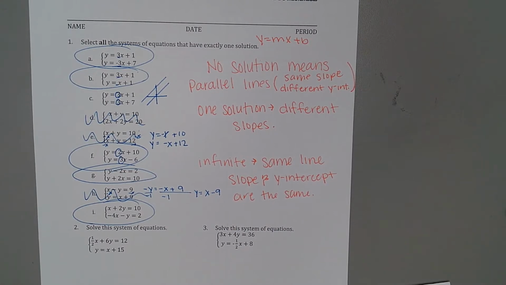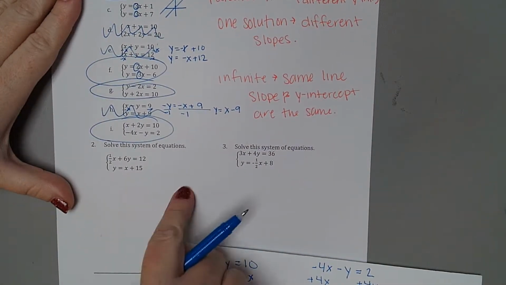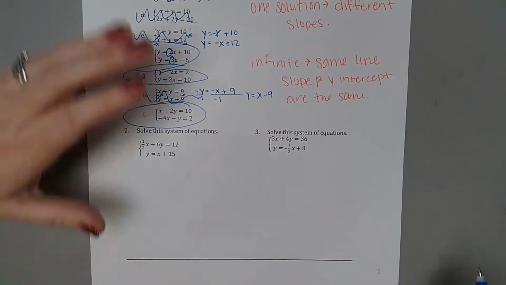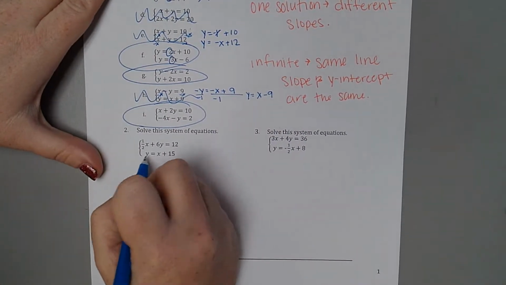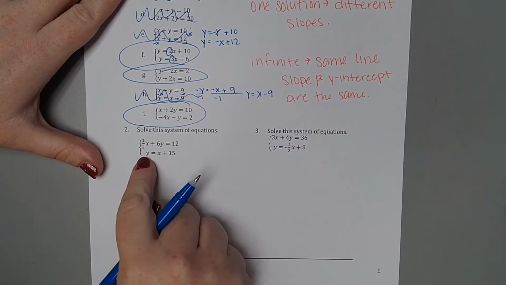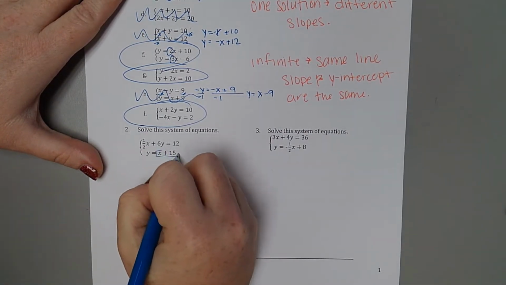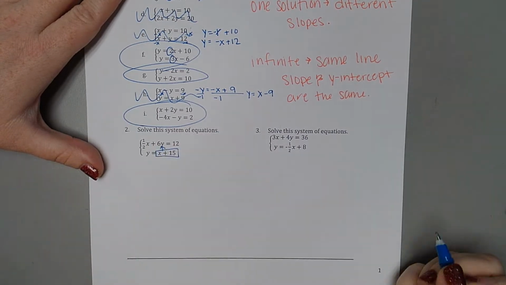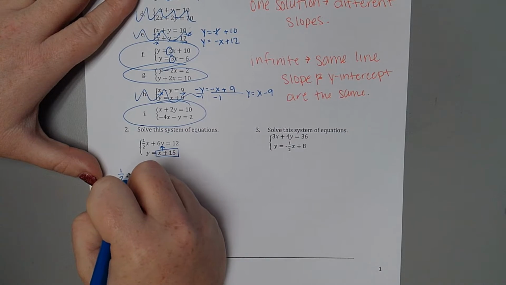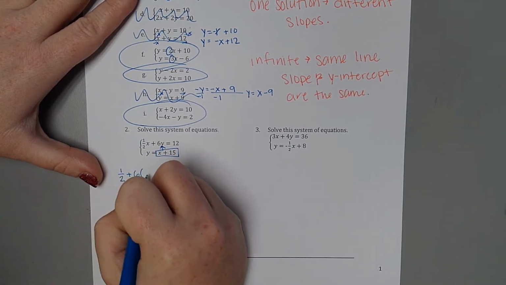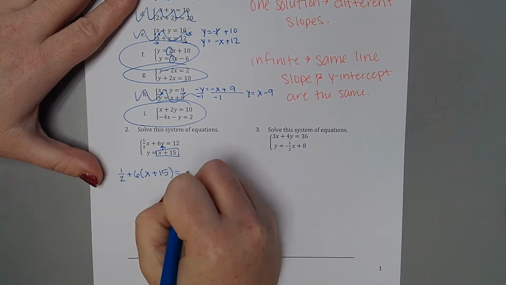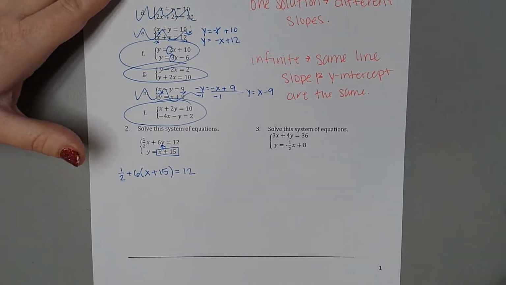The next two we need to solve because it says solve the system of equations. So that's where we're going to substitute. We're going to plug stuff in. So I have half of an x plus 6y equals 12, and y is equal to x plus 15. So we're going to plug that in. I have half x plus 6 times (x plus 15), all of that is equal to 12.